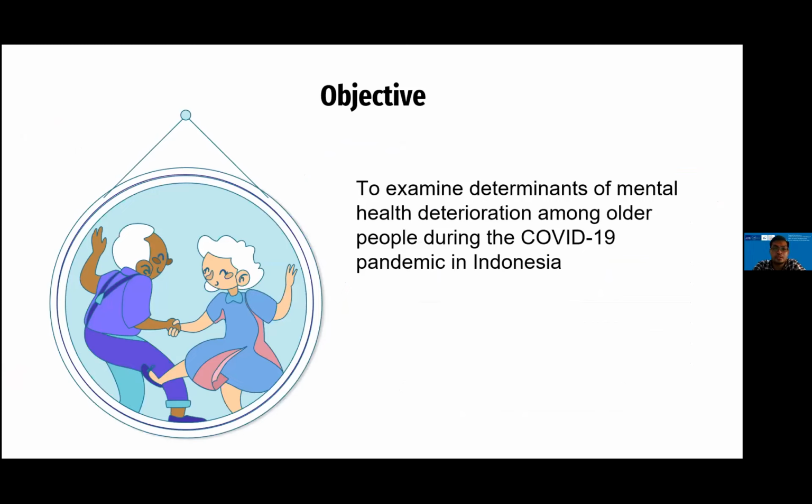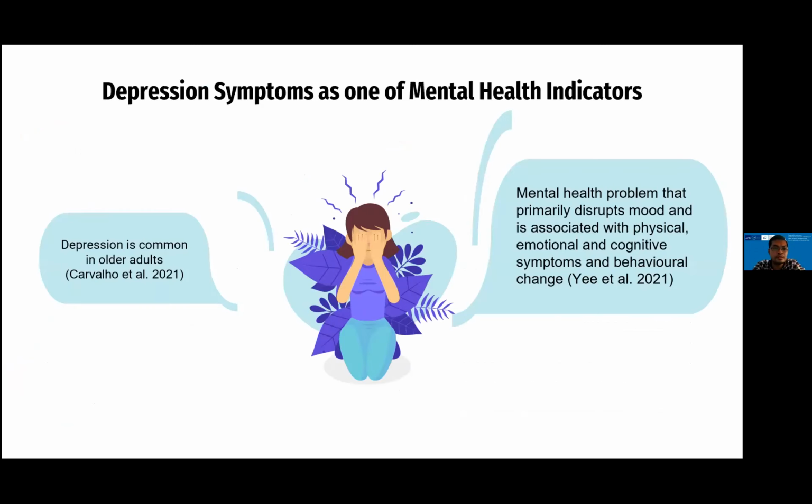So the objective, as mentioned in the beginning, is to examine the determinants of mental health problems or decline among older people, especially during the COVID-19 pandemic in Indonesia. Next slide. Depression is common in older adults to begin with, even without the pandemic. It is a mental health problem that primarily disrupts mood, and depression is associated with physical, emotional, and cognitive symptoms and behavioral change. Of course, we are using several standardized methods to see the mental health status of the older people, and Bu Wayan will present about that later. Next slide.